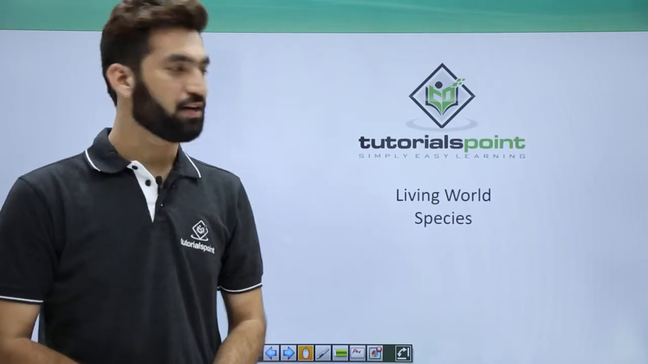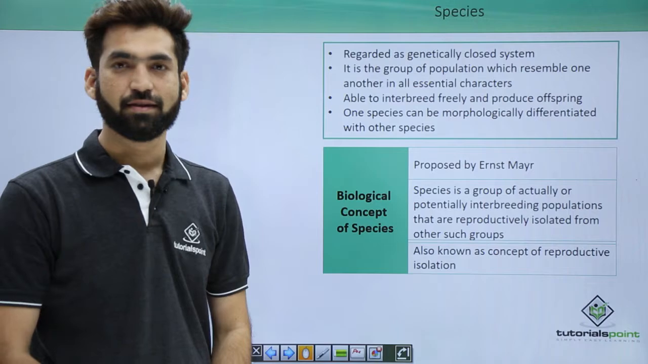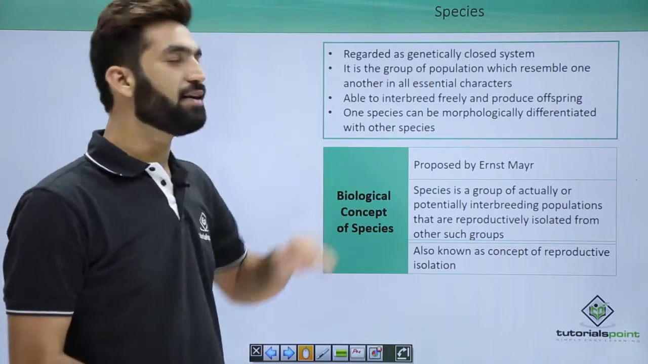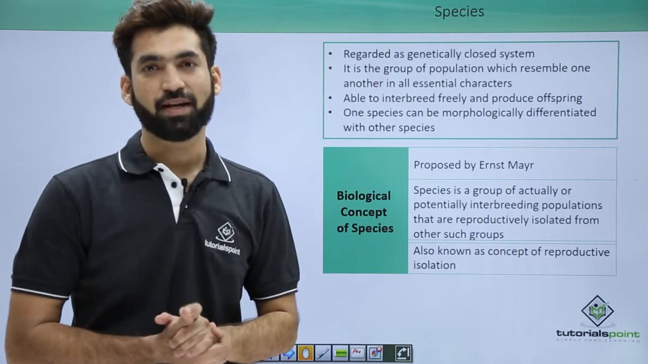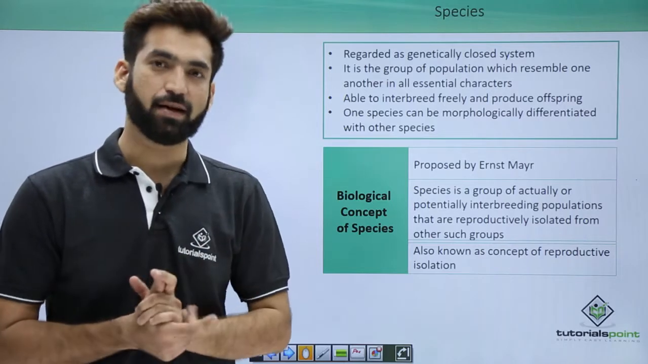In this session, we'll be talking about species, one among the taxonomic categories. Now, species is regarded as a genetically closed system. It is reproductively isolated. What does that mean? Let me give an example.